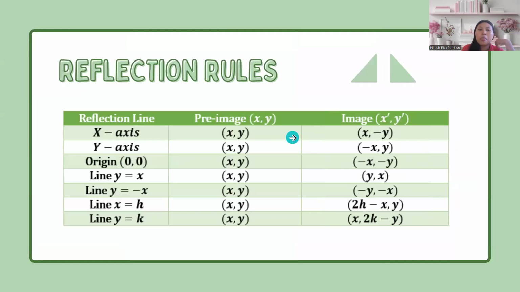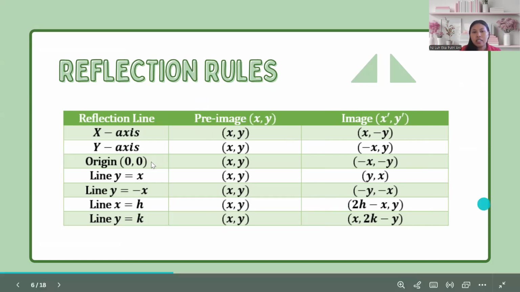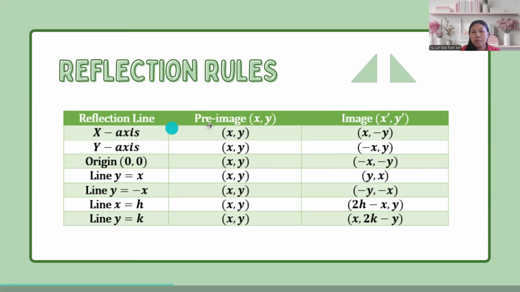Same as translation, reflection also has a coordinate rule. Here are the standard reflection formulas across different axes or lines. You can read this. For the x-axis, the pre-image (x, y) becomes the image (x, -y), and so on.